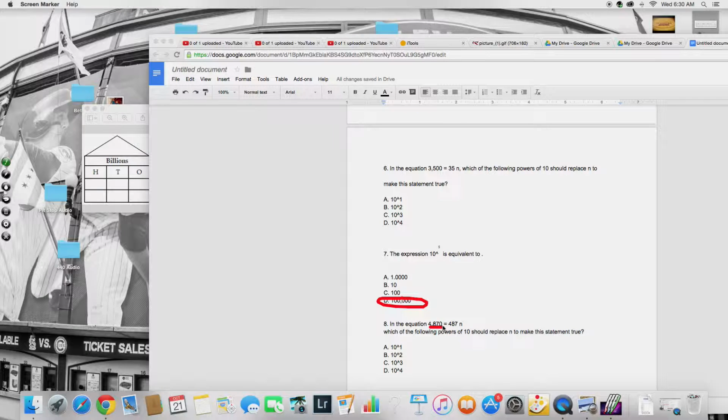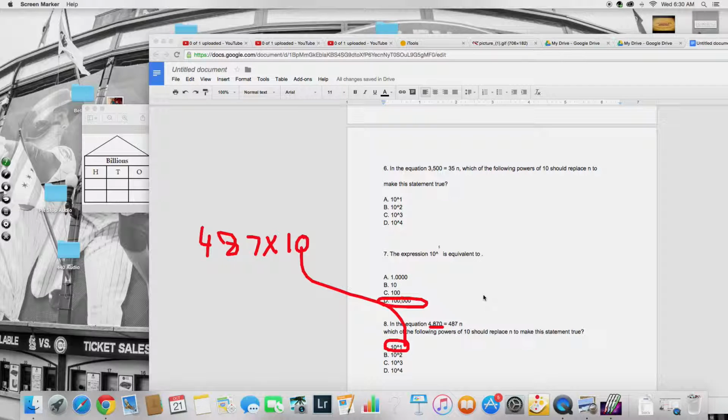In this equation, 487 times n. Again, remember that's times n. We know 487 times 1 is 487, because I know that's what's here. Look, 487, it's in there too. How many zeros do we have? If you said just 1, you're right. So what do we want this to be? 10 to the what power? 10 to the 1, because we only have 1 zero. Okay, so 10 to the 1st power.